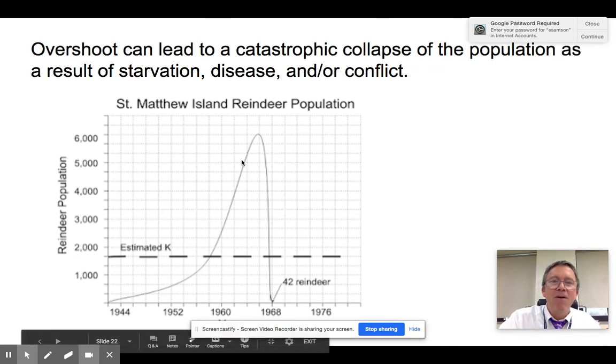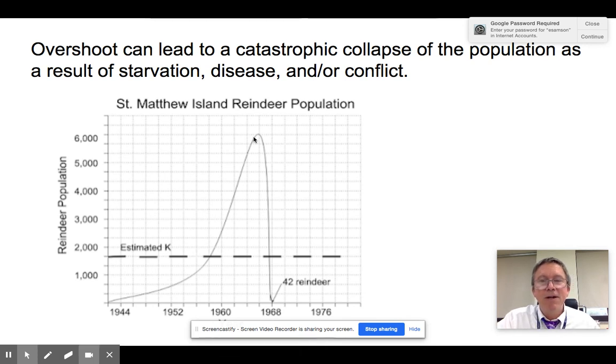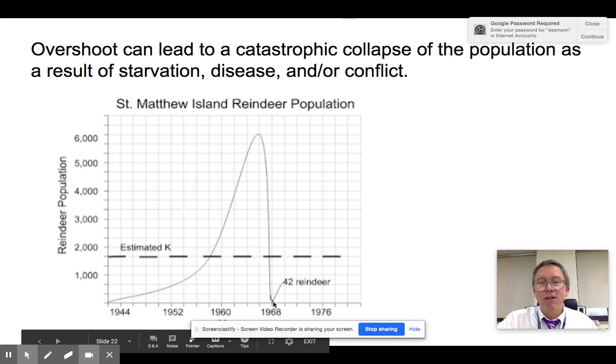Man, they went right past the camera. What do they eat? They eat lichen because it's a tundra environment. That's about all there is, right? Well, guess what they did? They ate all the lichen, and all of a sudden there was just no food left. Now, the reindeer crashed down to almost nothing, and now you've got a bottleneck.